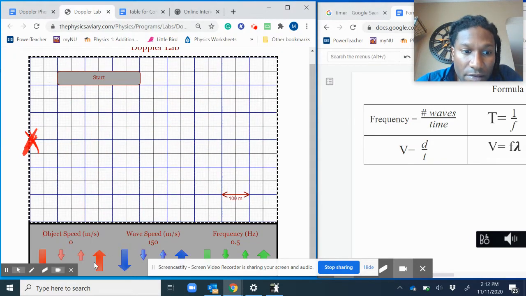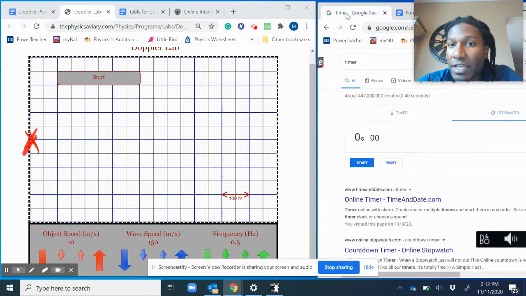Now, oh, I need my timer. Make sure it's on stopwatch. I'm going to start it. Once one wave hits here, the next wave is considered the first wave. So whenever you want to start counting, you start your timer when a wave hits this X, and then when the next wave hits the X, that's your first wave, your first full cycle.